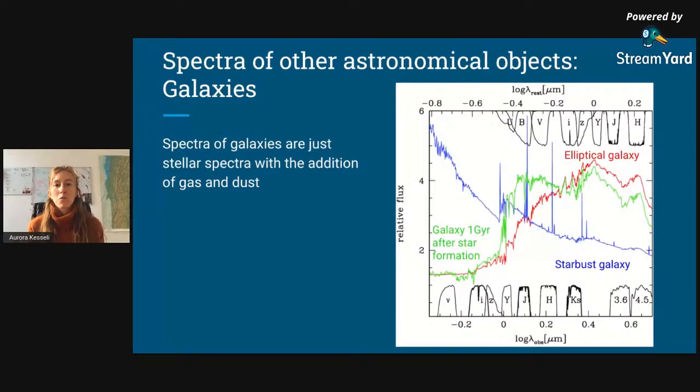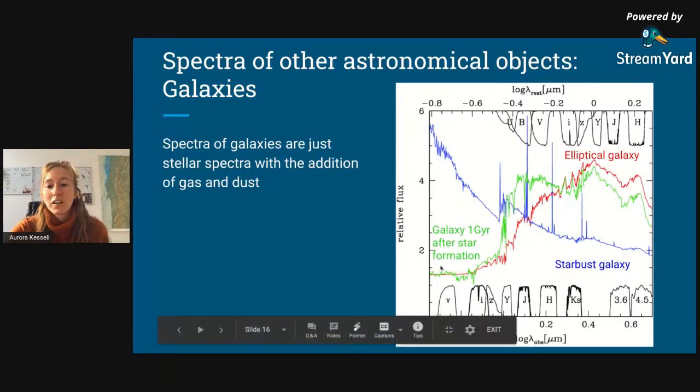Okay, so this is my one slide where I try to talk about the spectra of galaxies, because I'm not an expert on the spectra of galaxies, but I just wanted to show some galaxy spectra to show that you can do a lot with spectra of galaxies, even though it's not my area of expertise at all. But galaxies are basically just the addition of lots of different spectra together, plus gas and dust.